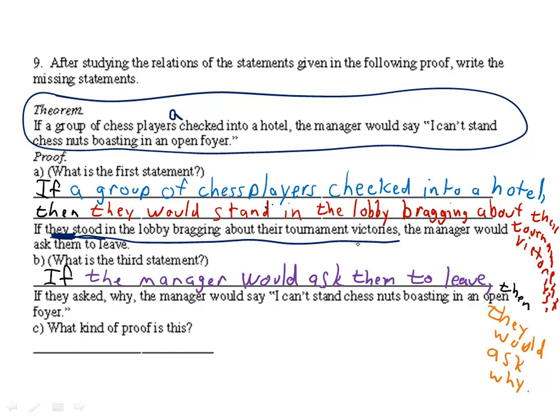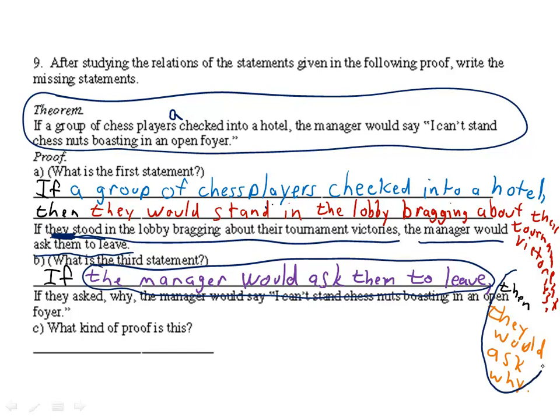So if they stood in the lobby bragging about their tournament victories, the manager would ask them to leave. What is the third statement? Well, remember, it's got to start out with the same thing that the last one finished with. So the conclusion of the last statement becomes the hypothesis of the next one. The manager would ask them to leave. So if the manager would ask them to leave, they would ask why. Right there. If they asked why, the manager would say, "I can't stand chestnuts boasting in an open foyer." You can see that it finishes with the conclusion of the theorem up here. And that's the way they are.